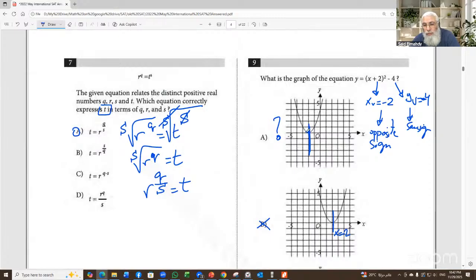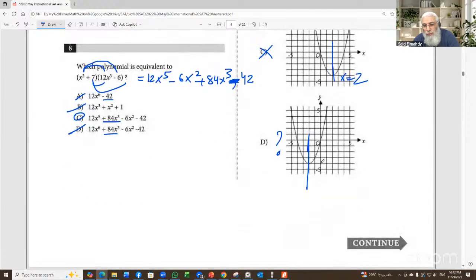Y is 0 here, so this is incorrect. So the solution is just this. This is minus 4 and minus 2. So the solution is D.